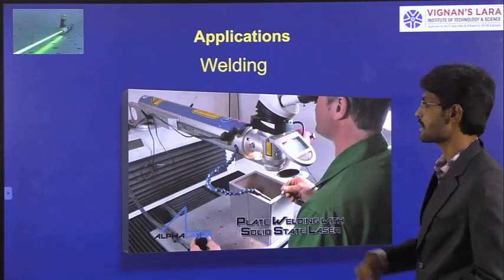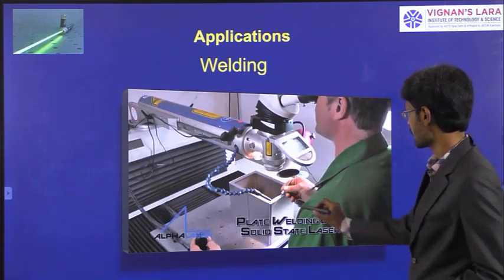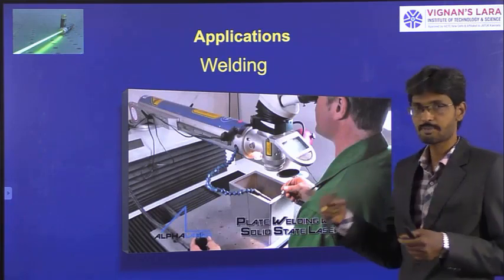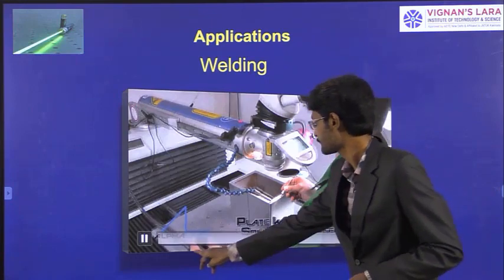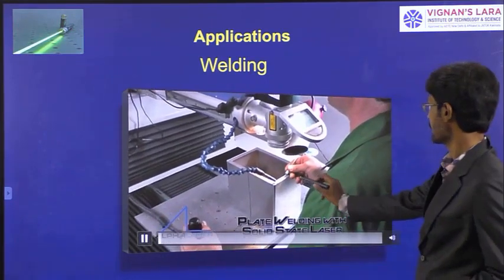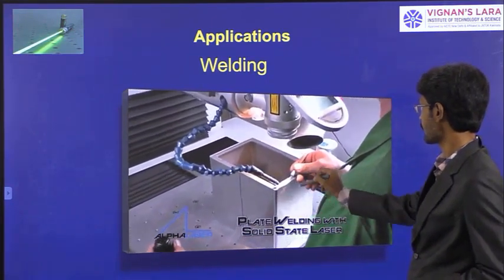Now you can see these are applications of welding. Now see here a sharp metal is going to be welded on the surface of a box here. You can see here. Now see this is the metal which is going to be welded here. Now see what type of laser.